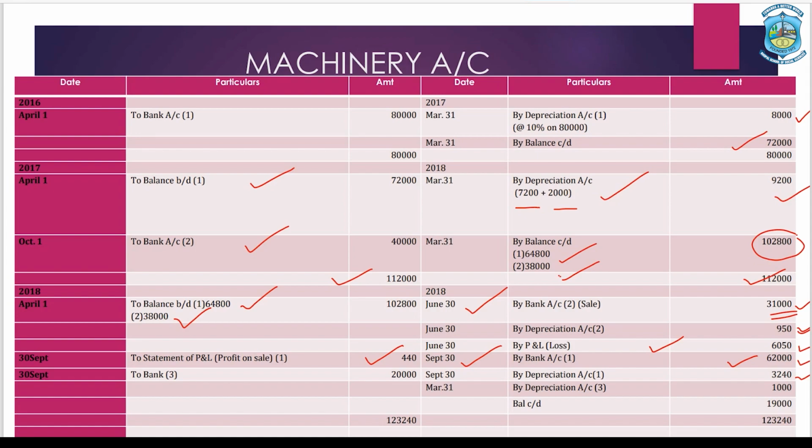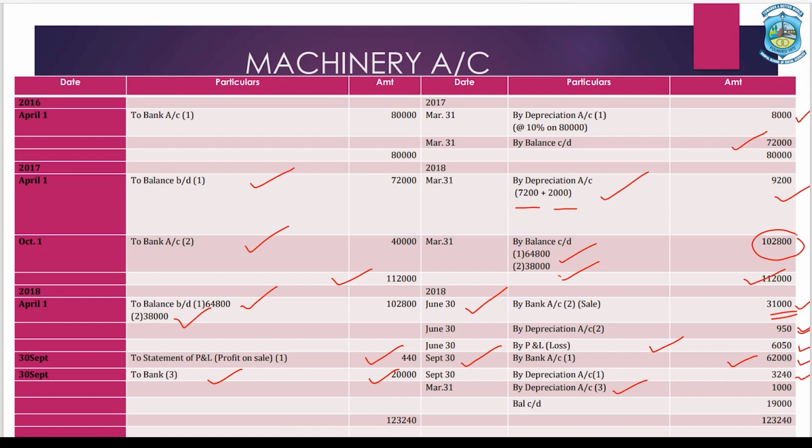As per the illustration, on 30th September, the third machine was purchased. If we are purchasing any machine, entry asset account debit to bank. So we purchased the third machine for rupees 20,000 and this was purchased on 30th September, which means we will be charging depreciation on this particular machine from October till March, complete 6 months. Depreciation is always shown on the last date of each year.